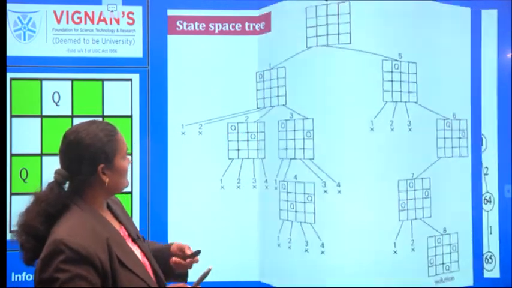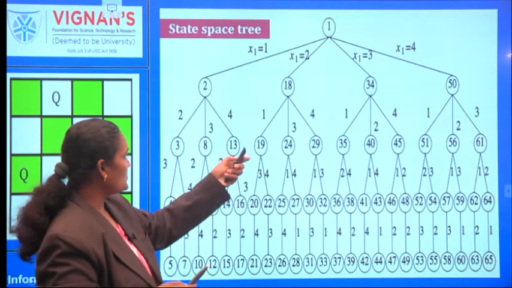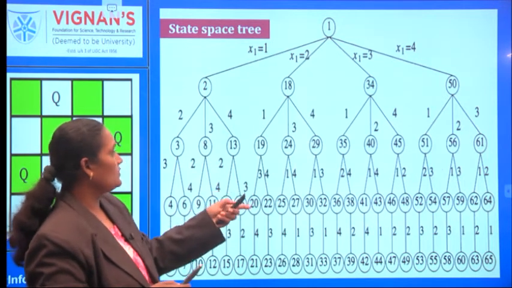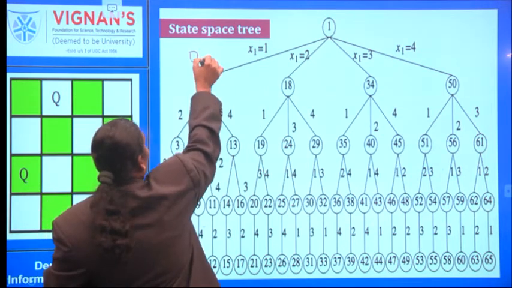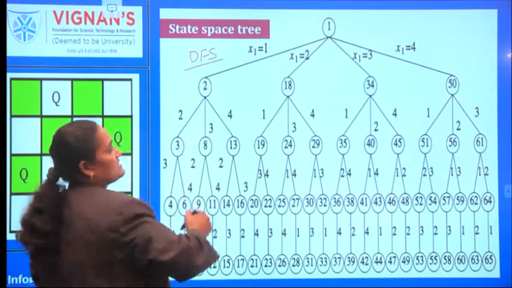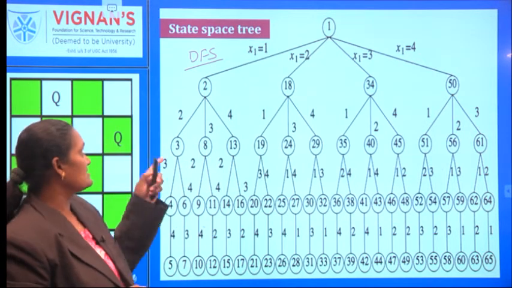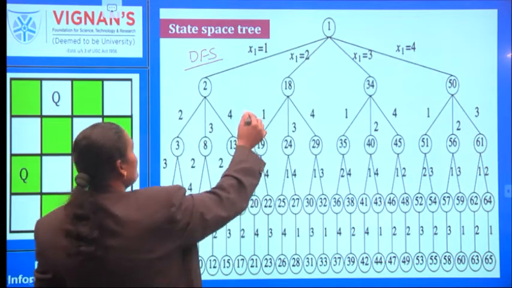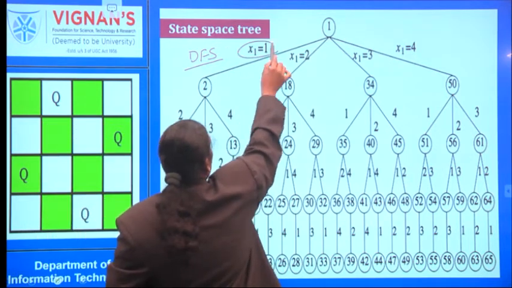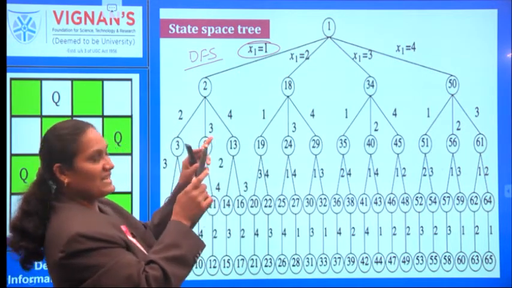What about the state space tree for the 4 queens problem? Here, this gives the state space tree for the 4 queens problem. This state space tree is constructed following the DFS structure. What is DFS? Depth first search. In the depth first search way we constructed the state space tree. Now, let us see. Here, the possible positions for the first queen are: I can place it in the first place, second place, third place and fourth place.